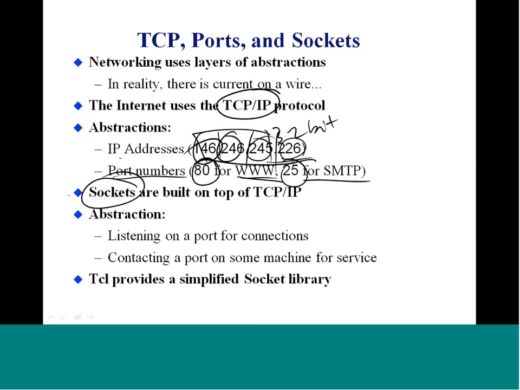The main function of the socket is that it listens on a port for any connections, and it contacts a port on some machine for a service. Those are the 2 things that sockets can do. One is, if it is on the current machine, it listens on the port for any connection being established. And if you are communicating with another machine, where your machine is the client and the other machine is a service, then once the socket is established, it polls that machine for service. So these are the 2 main things you may want to look into. And then TCL already has a built-in simplified socket library. So let's look at how it works in this scenario.